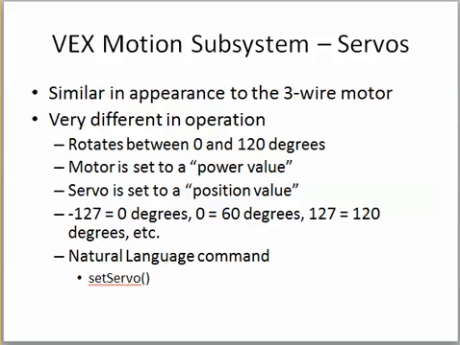The next thing we're talking about here is servos. It's similar in appearance to the 3-wire motor, but it's a very different operation. A servo is going to rotate 0 to 120 degrees. It will not make a full turn. You can also set the motor at a power value. A servo is set to a position value.